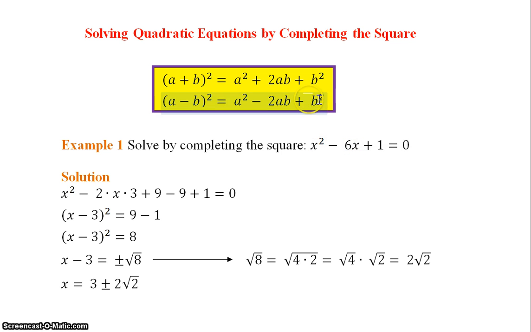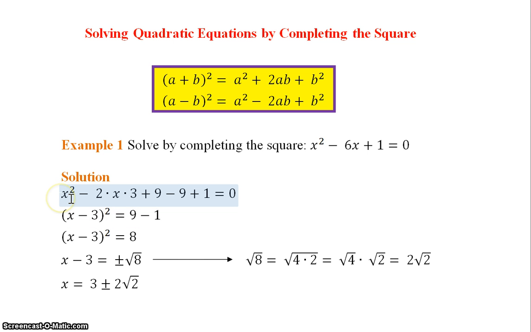But we do not have the square of the second term. 1 is not the square of 3. Therefore, we add the square of the second term, 3 squared is 9, and we subtract the square of the second term.